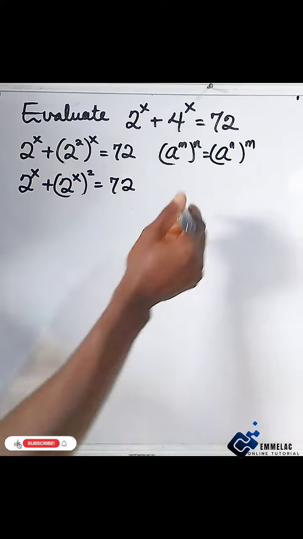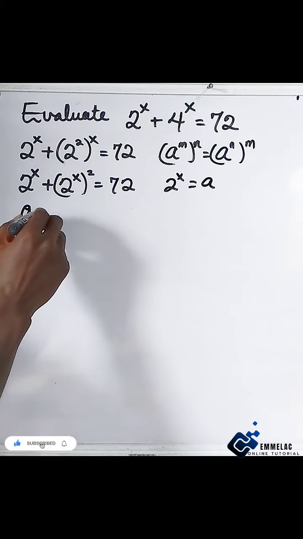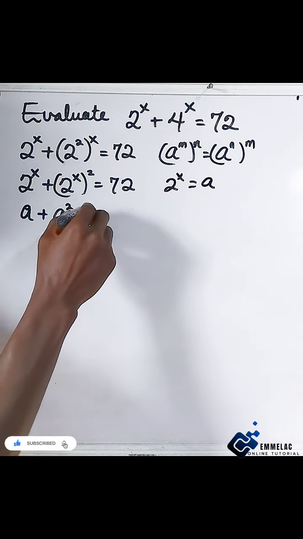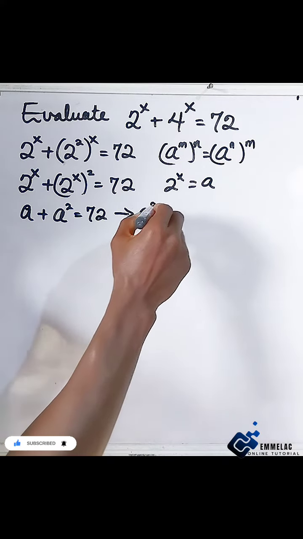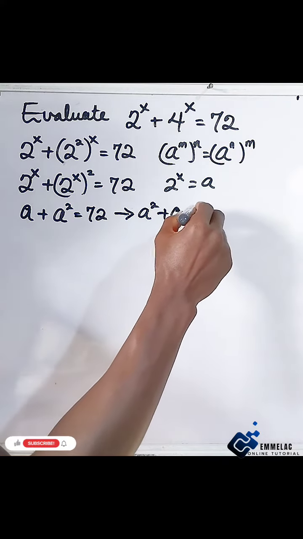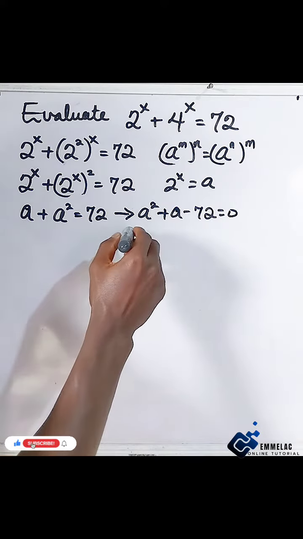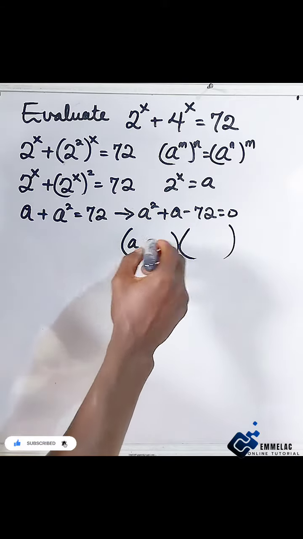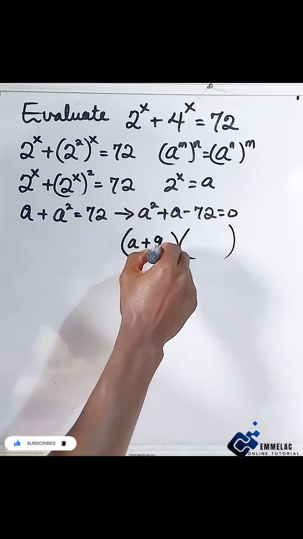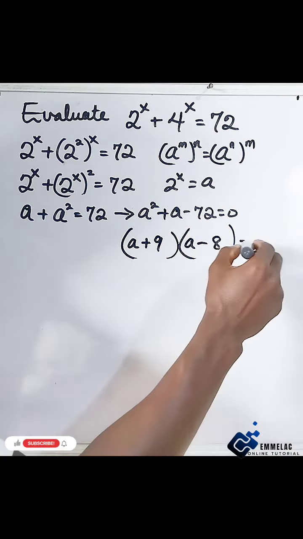Alright, now let us make 2 raised to the power of x equal to, let us say, a. So here we have a plus a squared equals 72. And rearranging, this becomes a squared plus a minus 72. And here, if we factorize, this becomes a plus 9 times a minus 8, all equals 0.